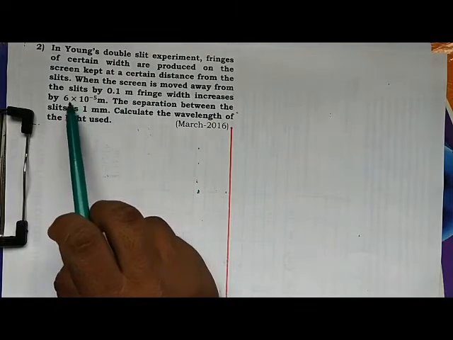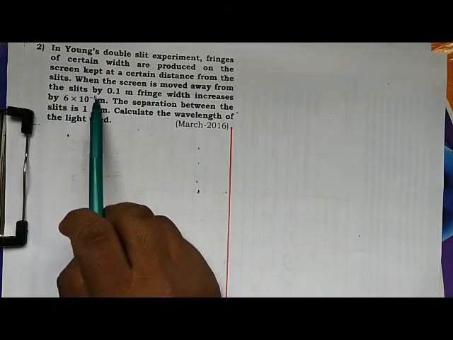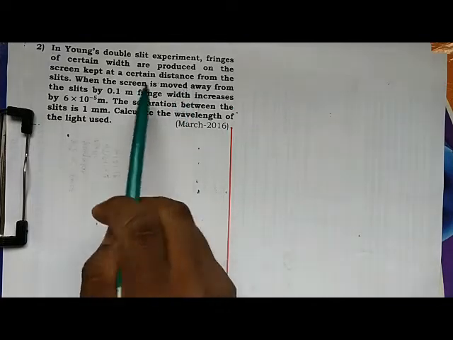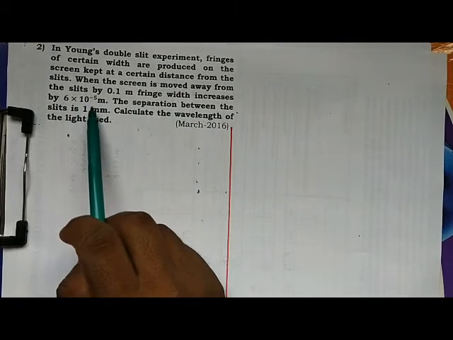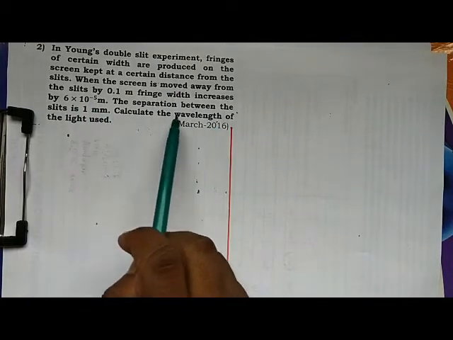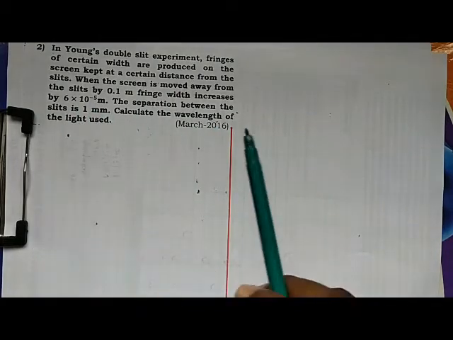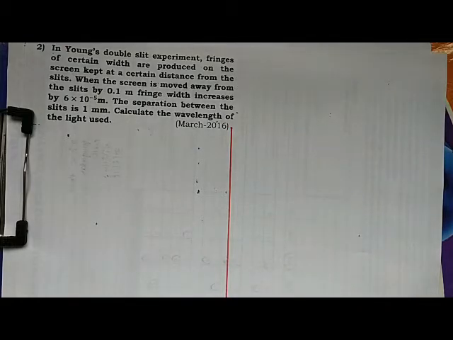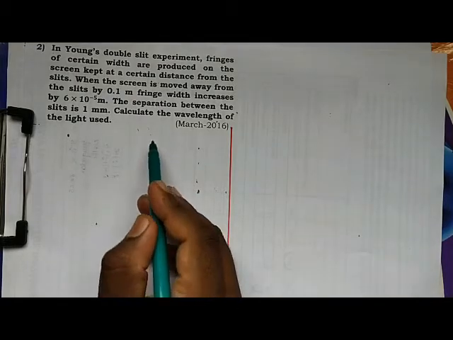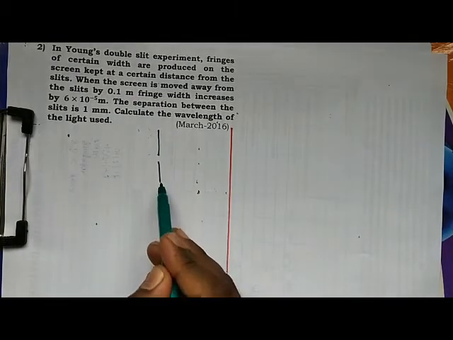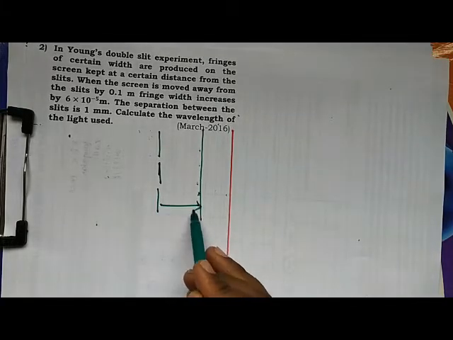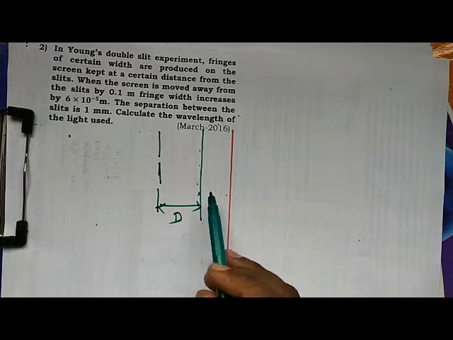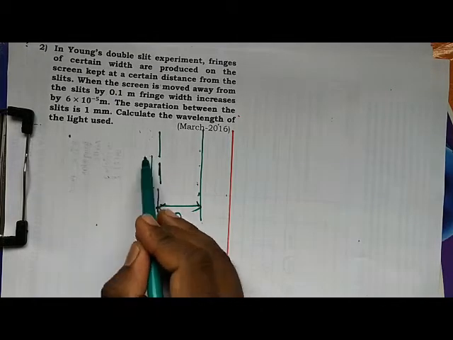That means when the screen is moved away from the slits by 0.1 meter, fringe width increases by 6 into 10 to the power of minus 5 meter. The separation between the slits is 1 millimeter. Calculate the wavelength of light used. So for that also, once again you go through the diagram here. Here we have the two slits, and here we have the screen. This is the distance between the two slits and the screen, capital letter D. The distance between these two slits is small letter d.